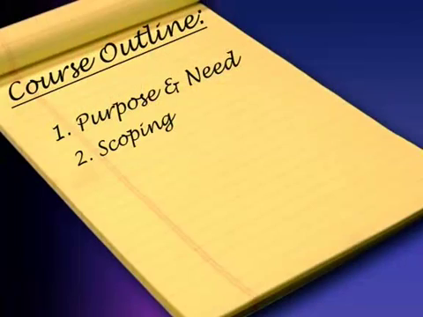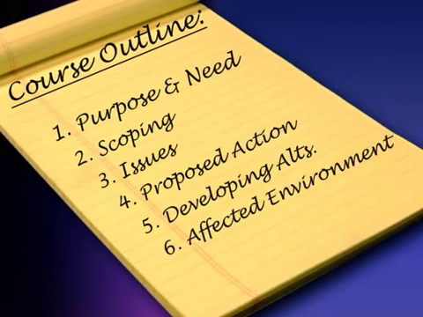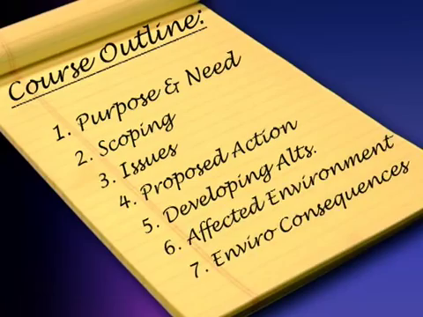This course is based on Chapter 6 of the 2008 BLM NEPA Handbook. That chapter is called NEPA Analysis. This information applies to both EAs, which are Environmental Assessments, and EISs, Environmental Impact Statements. Your instructors today will discuss purpose and need, scoping, issues, proposed action, developing alternatives, affected environment, and environmental consequences. We've included quite a few exercises in this course so you can practice what you've learned. And as you know, the amount of effort you put in will determine what you get out of this class.